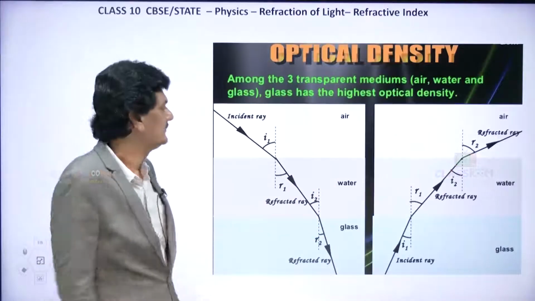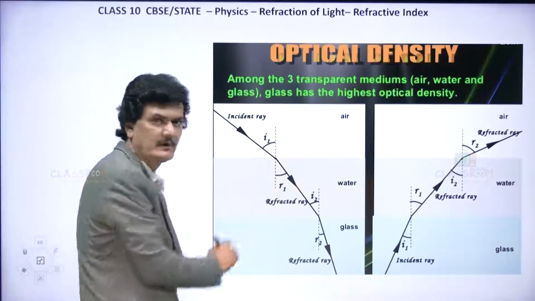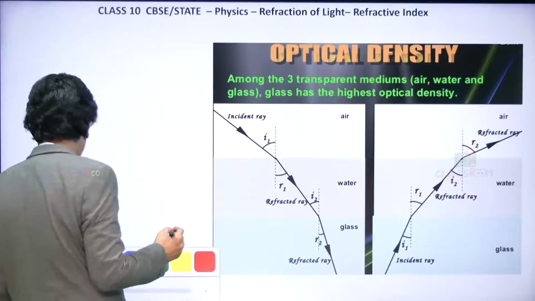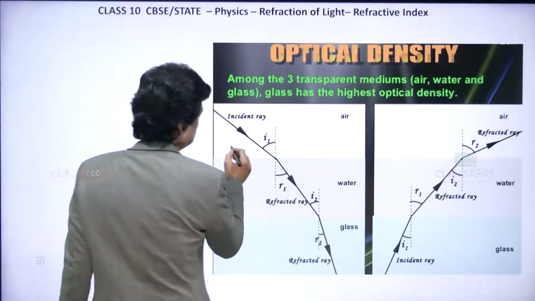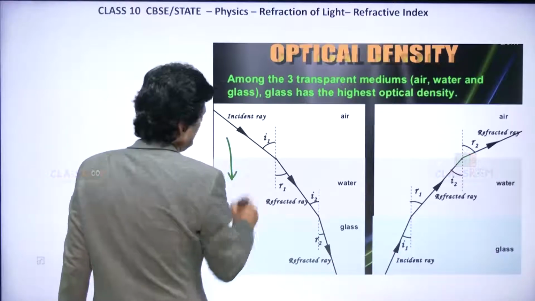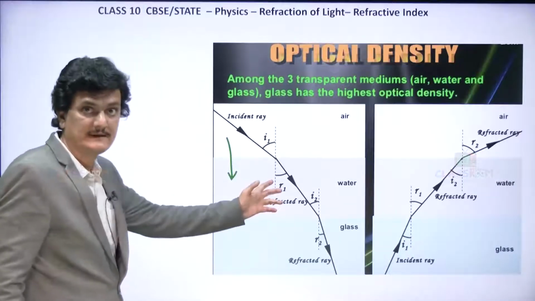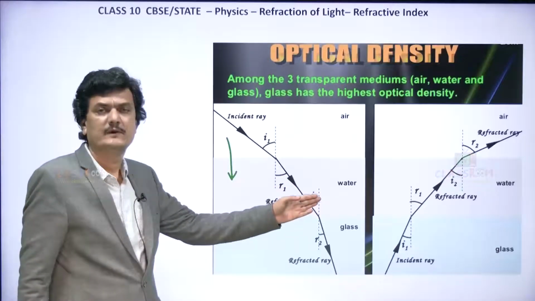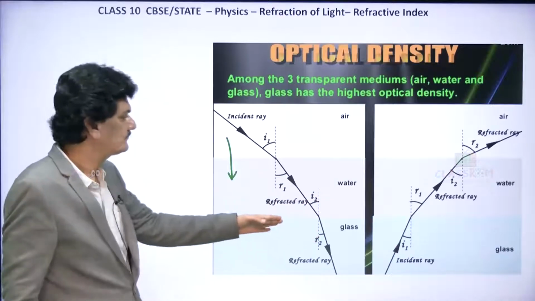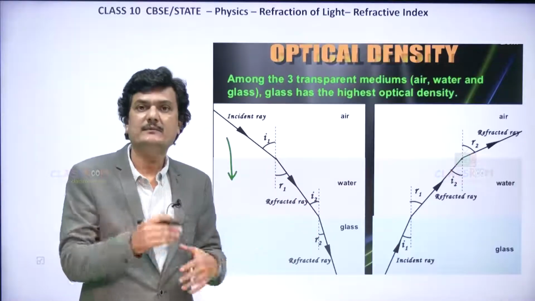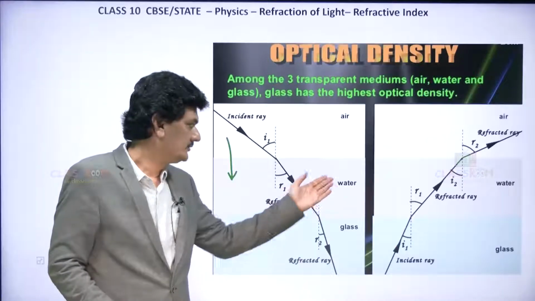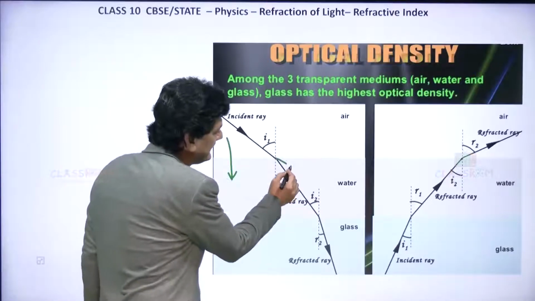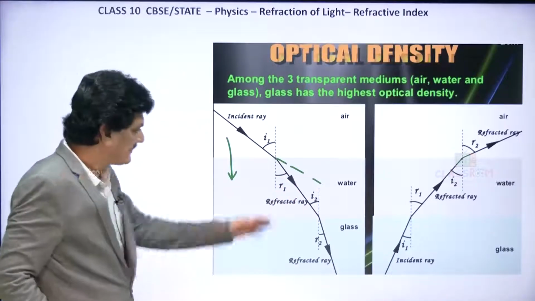Now, when the light ray travels from air to water, it is traveling obliquely, not normally, not vertically. Its velocity is going to decrease. We have said optically denser medium means the speed of light is less. So here the velocity of light has decreased, and how is it bending? The ray should have traveled straight like this, but now it is going towards the normal.